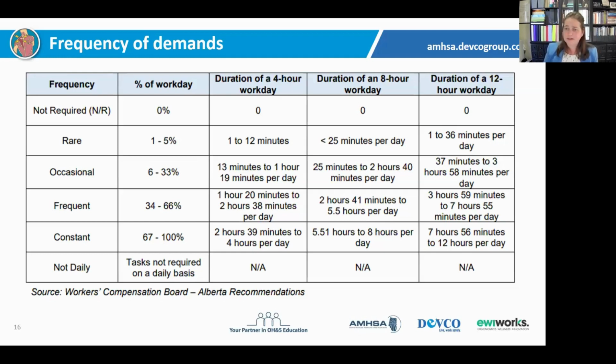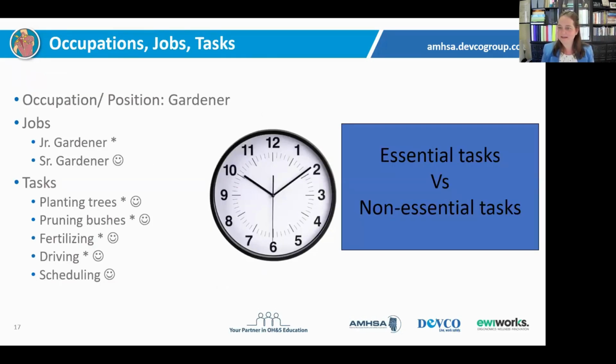I do often go back to this because some people will say, hey, I think I do this constantly, one particular task constantly. And I say, okay, so constantly means that if it's for an 8-hour day, you're doing it for more than 5.5 hours per day. Are you doing this for more than 5.5 hours per day? And if you add up the minutes, it might not be. It might feel like all day, but it might actually be an hour and a half. So going back and forth between those frequency demands is really important.